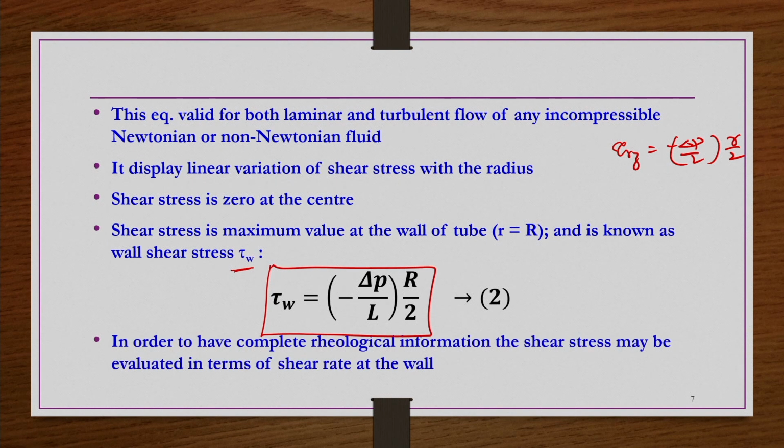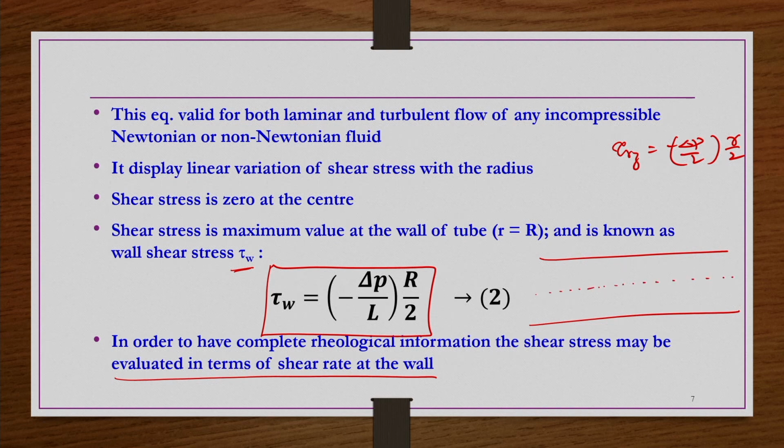So, in order to have complete rheological information, the shear stress may be evaluated in terms of the shear rate at the wall, because now we have seen this shear stress. Let us say we take an example, which value of shear stress should we take, that is the problem. So, let us say this is the tube. At the wall it has tau w, the maximum value, and at the center tau rz is equal to 0.